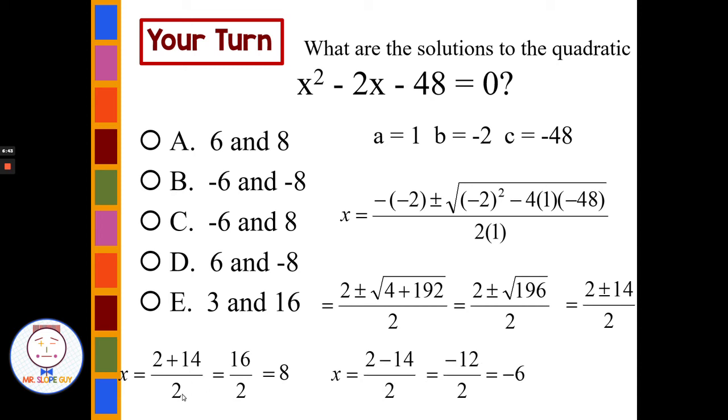So I get 2 plus 14 over 2 is 16, divided by 2 is 8. 2 minus 14 over 2 is negative 12, divided by 2 is negative 6. So my two solutions are 8 and negative 6. 8 and negative 6 are our two solutions.